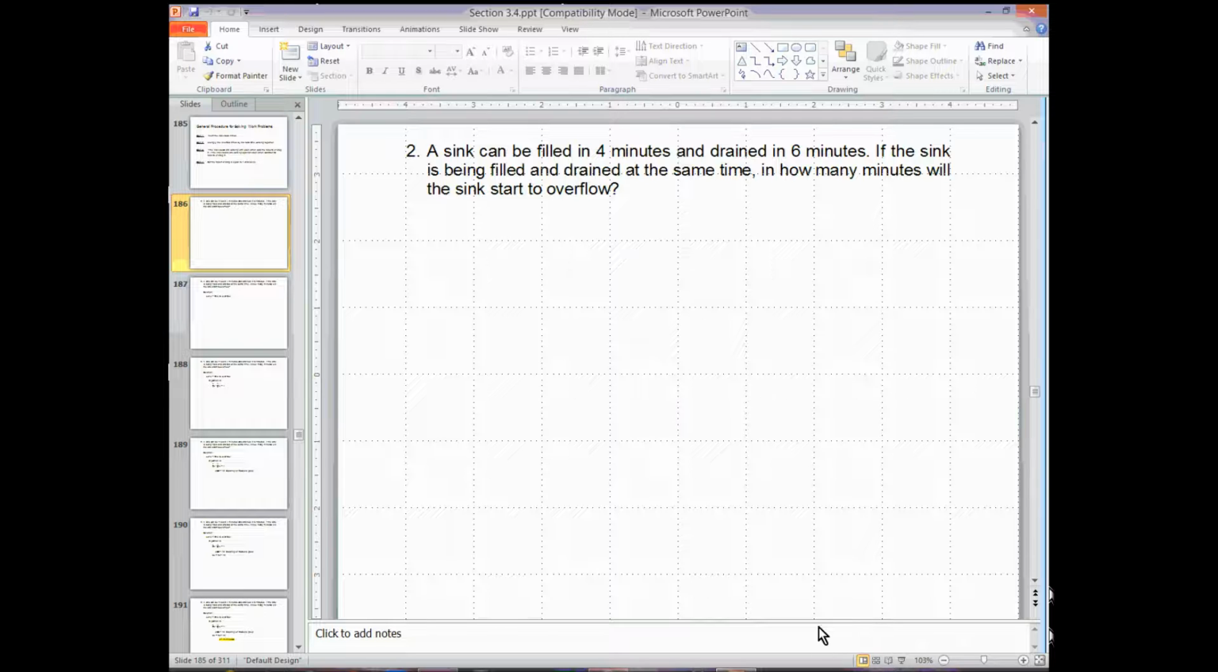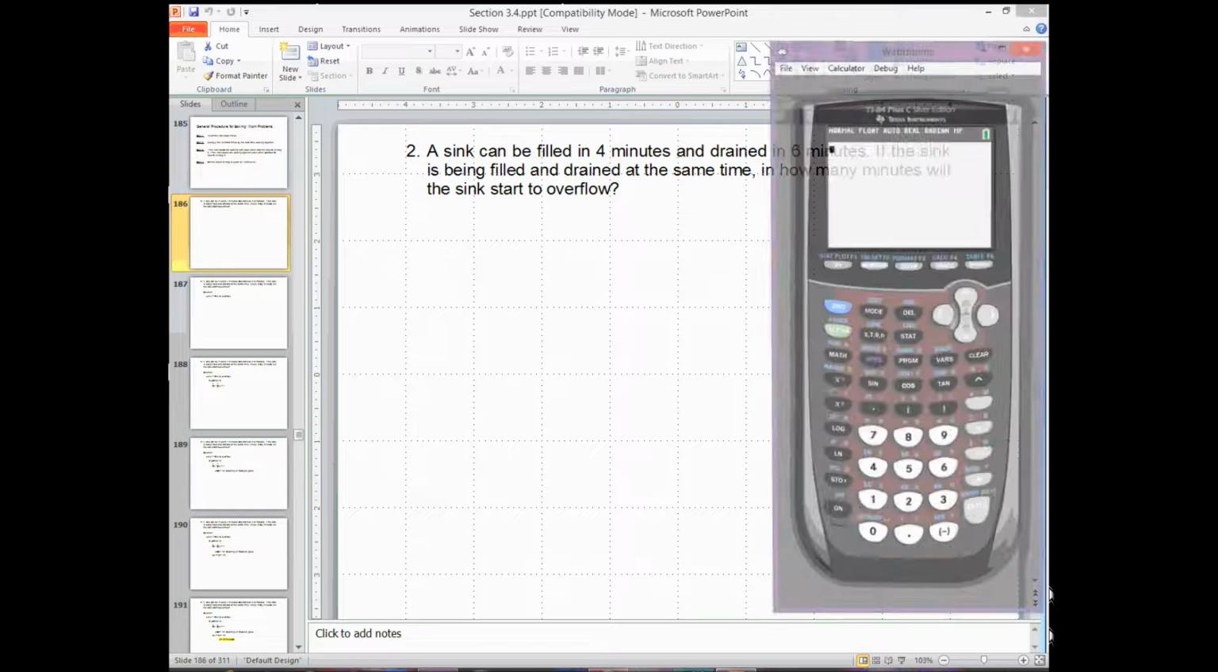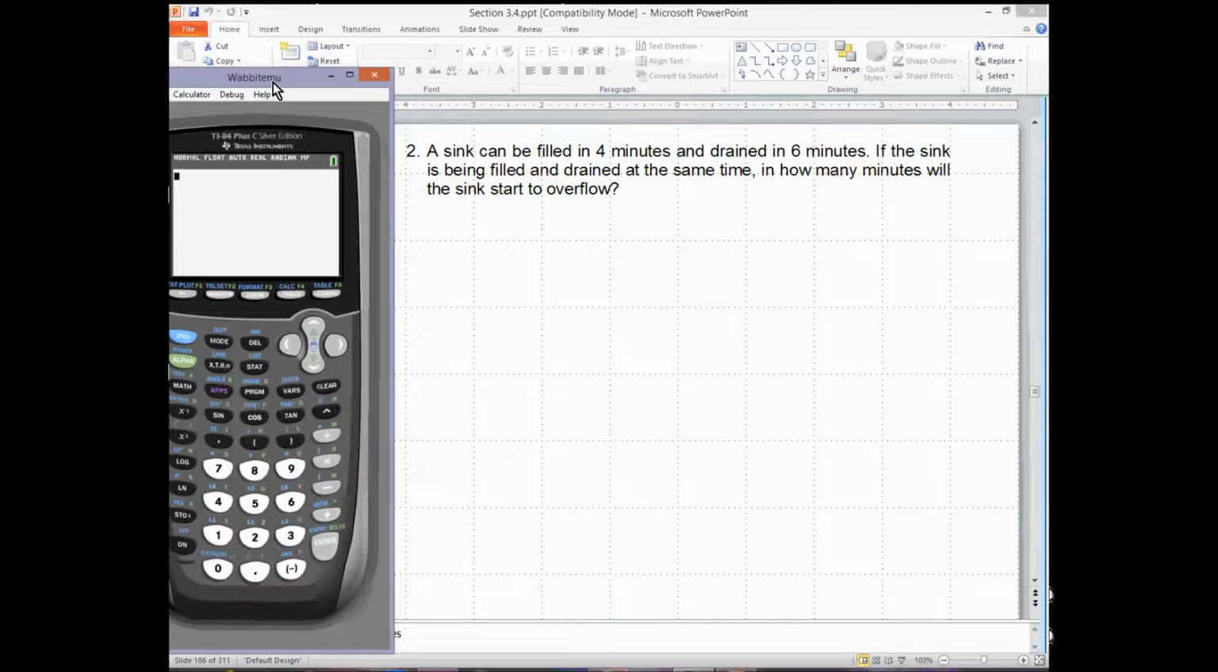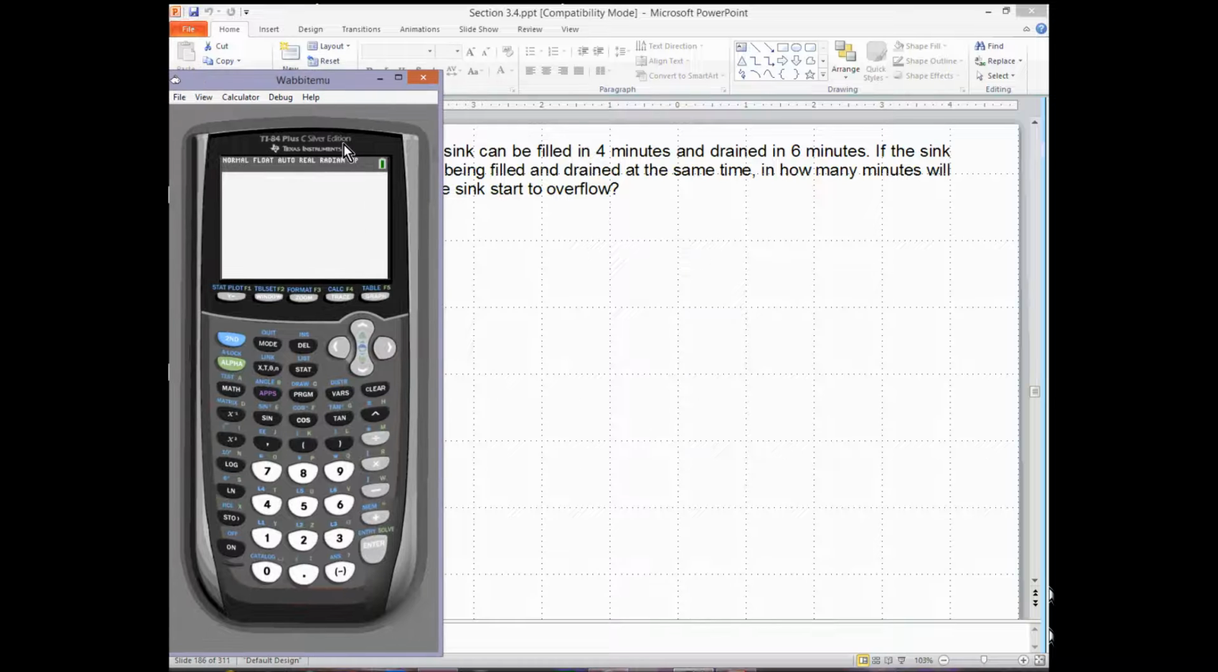If we do that little thing on the calculator, notice they're working against each other, so I would subtract. So 4, x to the minus 1, minus 6, x to the minus 1, enter. Then x to the minus 1, 12 minutes. So in 12 minutes, the sink will start to overflow.